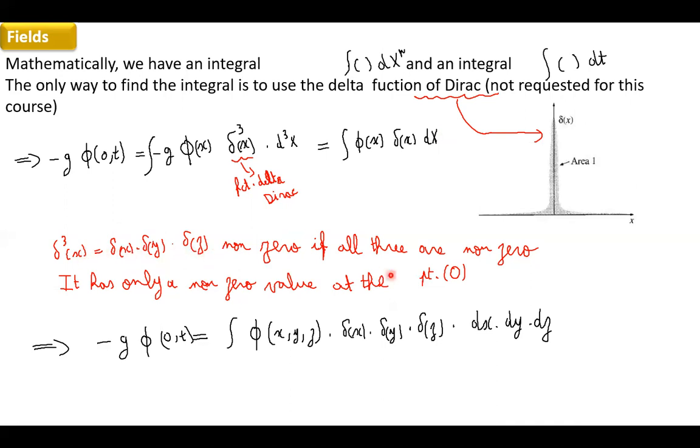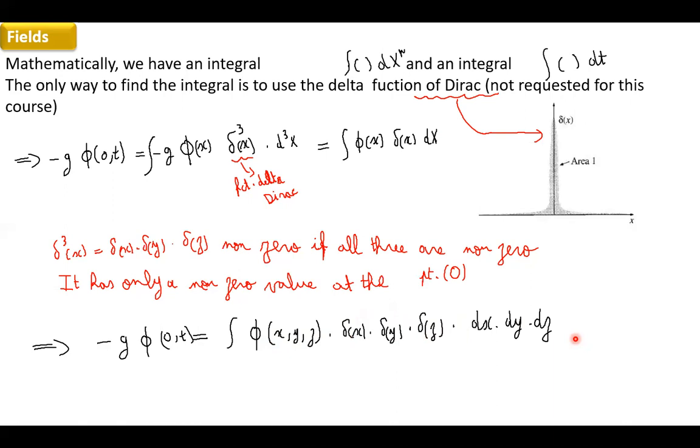It is non-zero only if all three are non-zero. So delta x, delta y, delta z should be non-zero, for x equals 0, for y equals 0, for z equals 0. It's the delta function of Dirac. It has a non-zero value only at the point 0. So minus g phi of 0, t is the integral of phi of x, y, z, delta x, delta y, delta z times dx, dy, dz.